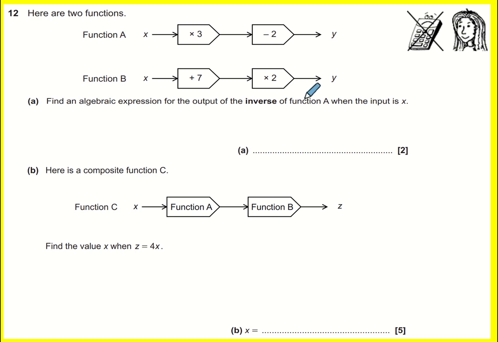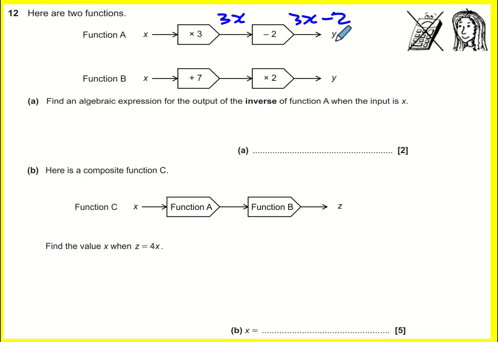Before we look at the inverse of function a, I think we should just talk about function a itself. So I put in x as my input, I times it by 3, and that's going to leave me with 3x. I then minus 2, and that's going to be 3x minus 2. So our function a is actually y equals 3x minus 2.